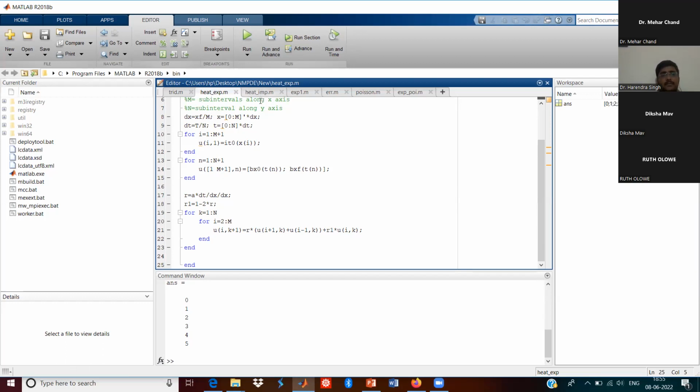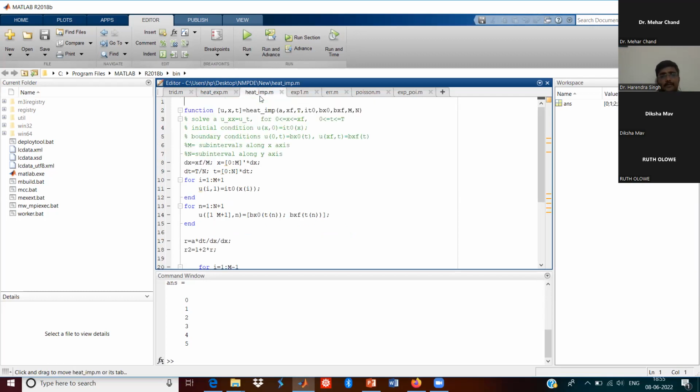Similarly, if you want to write the implicit method, then again I have constructed a functional program, and you can see that I have written here heat IMP, that is, solving the heat equation using the implicit numerical scheme. So I have named it implicit, and you can also save this program as the heat implicit scheme.